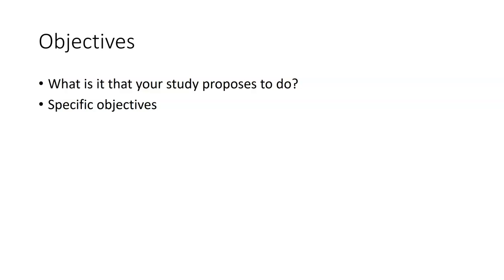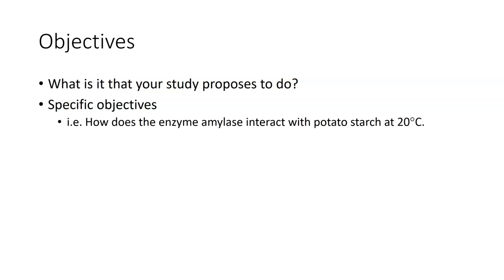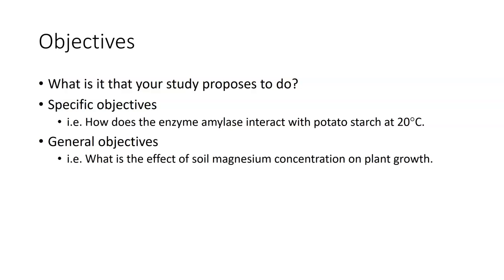You have specific objectives that are very nature-oriented. It says, how does the enzyme amylase interact with potato starch at 20 degrees Celsius, which is a very specific sort of thing. And you have generalized objectives, and a generalized objective might ask, what is the effect of soil magnesium concentration on plant growth? So when you look at them, one is a very specific sort of thing, one is very general.